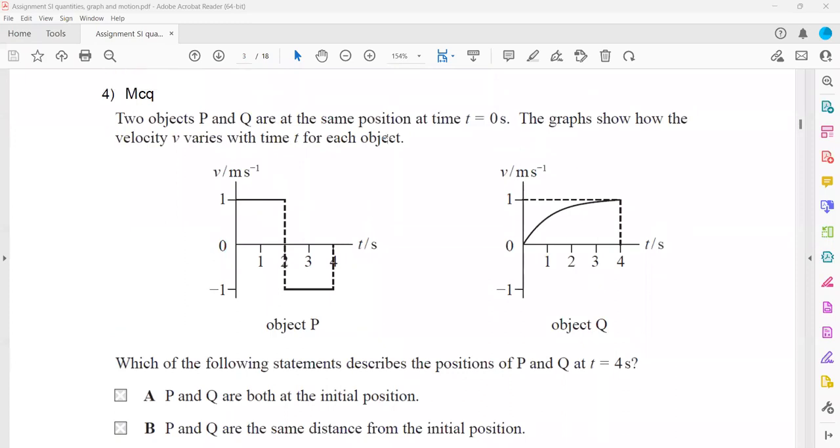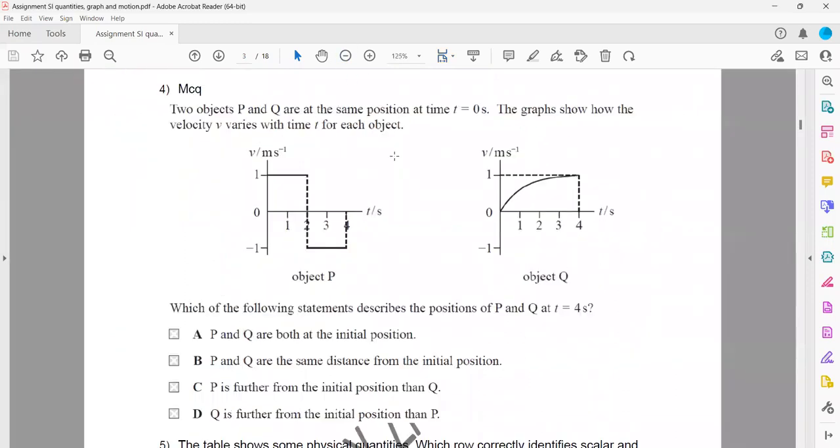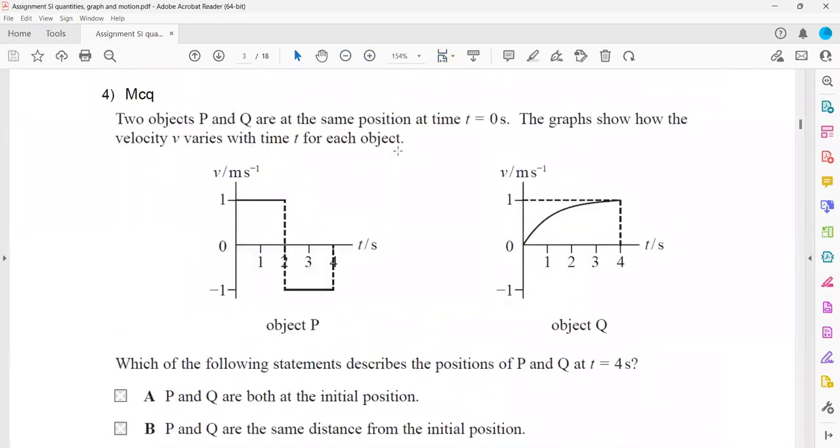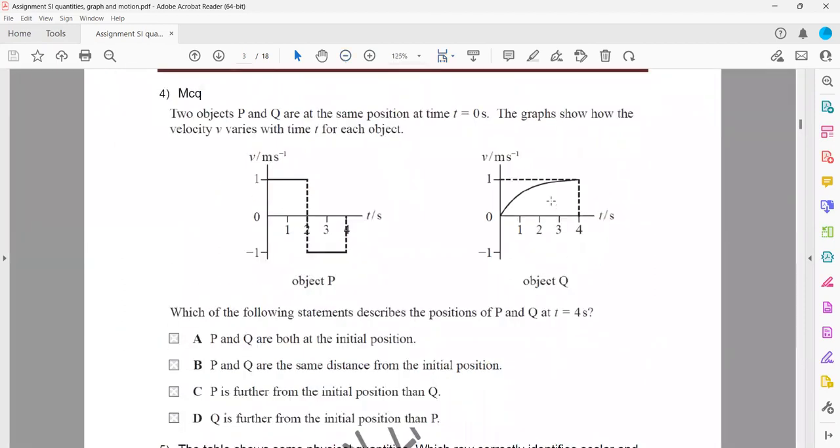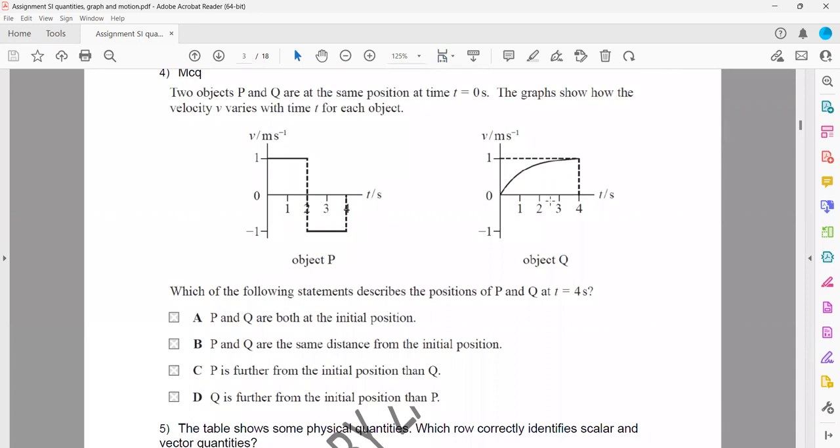So this is a graph for two objects. We have two objects, one is P, another one is Q, at the same position at t equals 0. The graph shows how the velocity varies with time. Which of the following statements describes the position of P and Q at time equals 4 seconds?